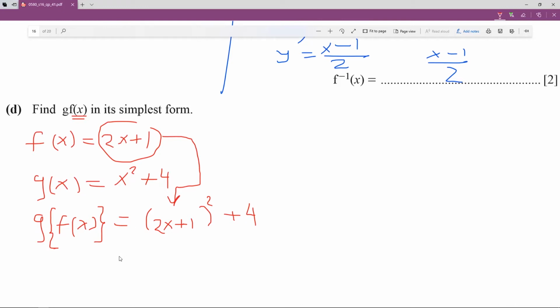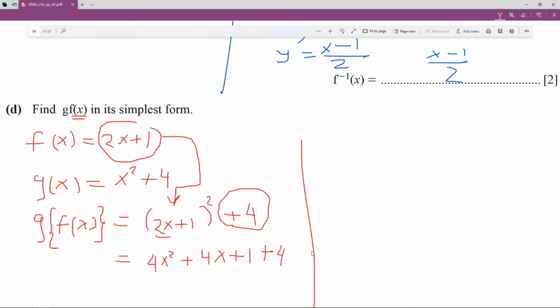Now, this bracket will expand this way. For those who watched the video on algebraic identities, you square the first term, which is 2x. So I'll end up with 4x squared plus the second thing here will be double of 2x, which is 4x. Then the last thing I'll be having is the square of 1, which is 1. And then remember to include this outside person. Very good. So finally, collecting like terms and tidying it up, we'll have 4x squared plus 4x plus 5. That's our g of fx in its simplest form.